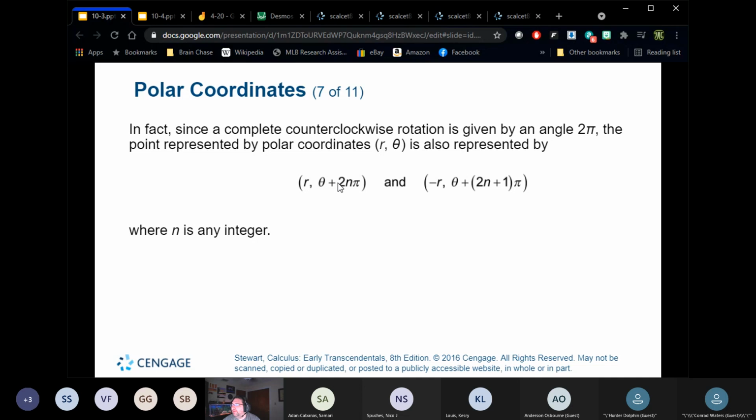This is what we were talking about, where the same points are going to be 2nπ, so you can actually go back and forth directions of them. And the negative ones would be the exact same as the 2n plus 1. So you're adding just π to it, basically.